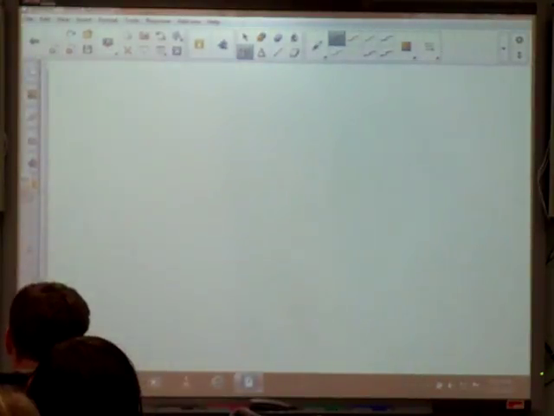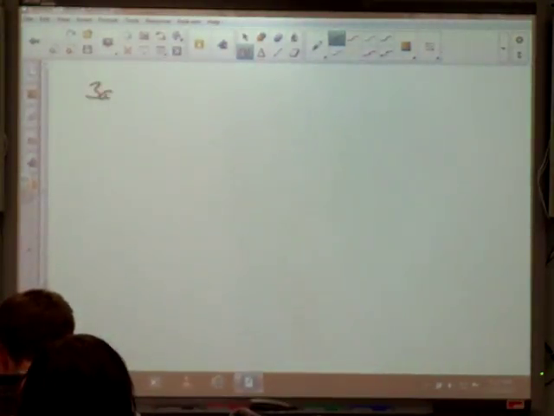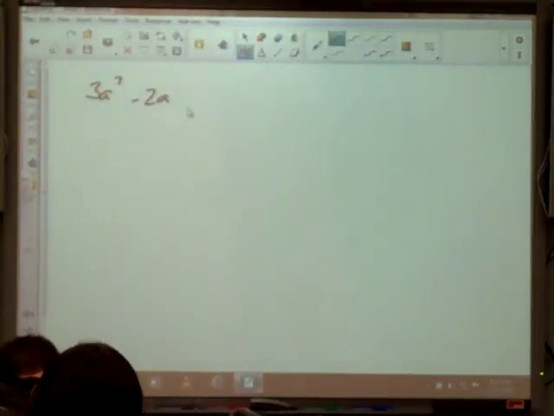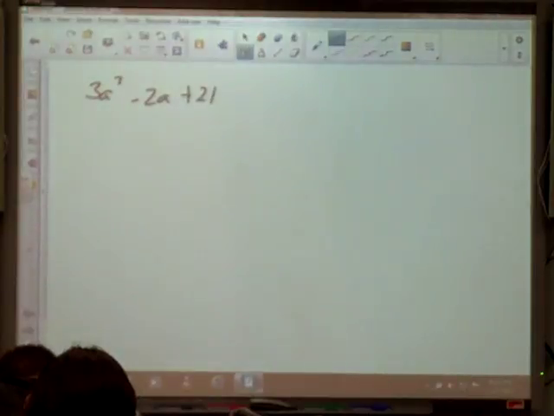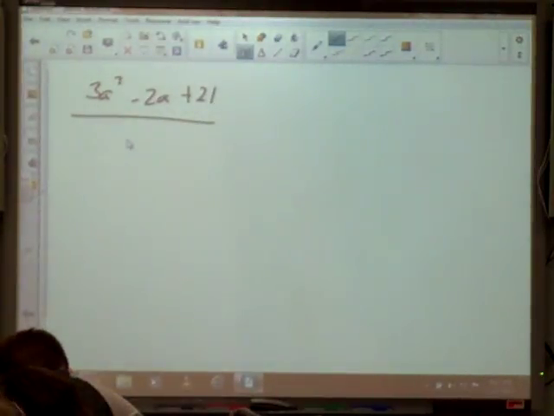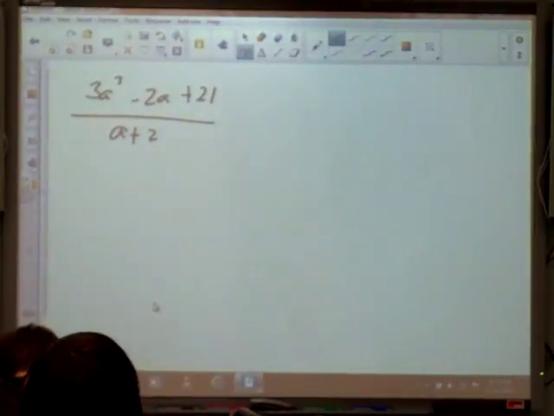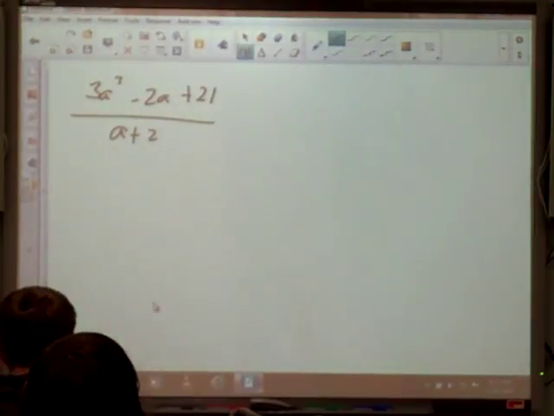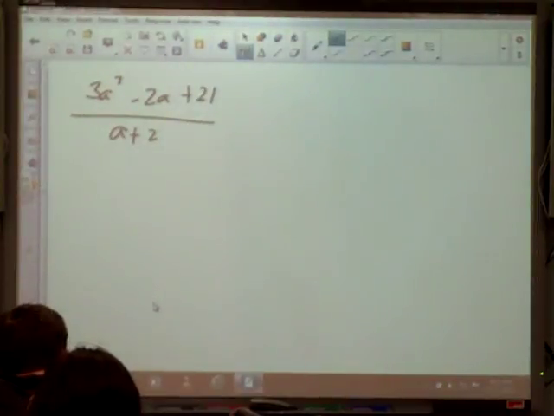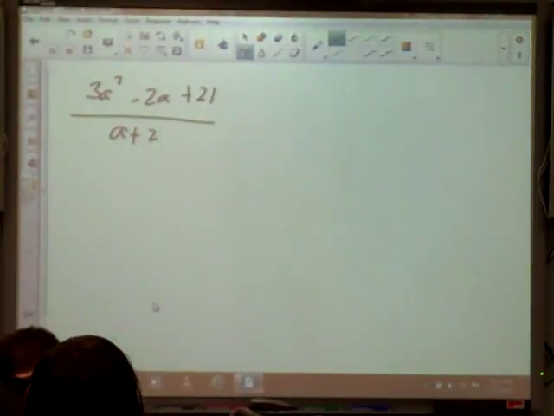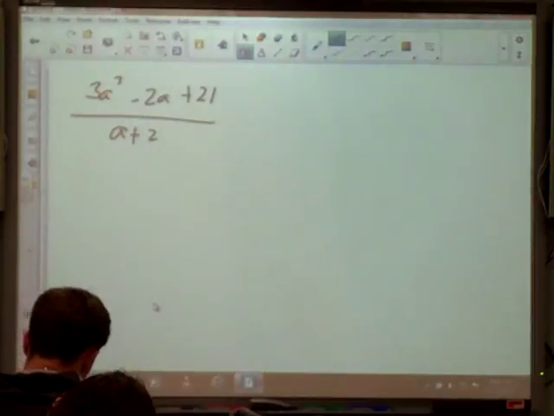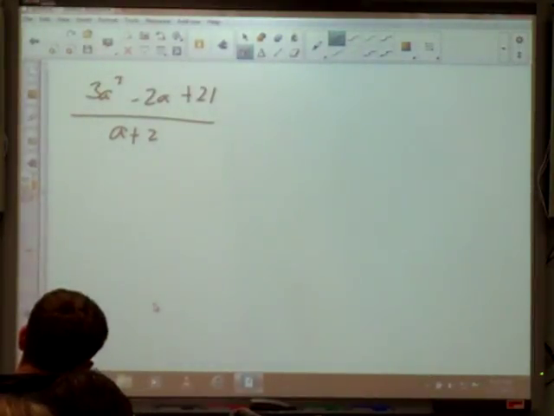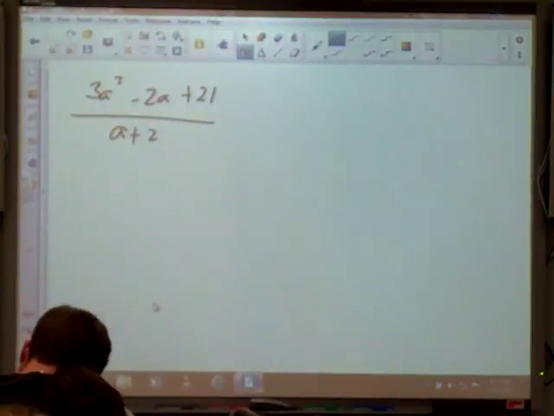Okay, this one says 3a cubed minus 2a plus 21 divided by a plus 2. Alright, so anything peculiar about this one? Good. It's got 3a cubed, but then there's not an a squared. So when I put that in my box, I'm going to have to include that 0.